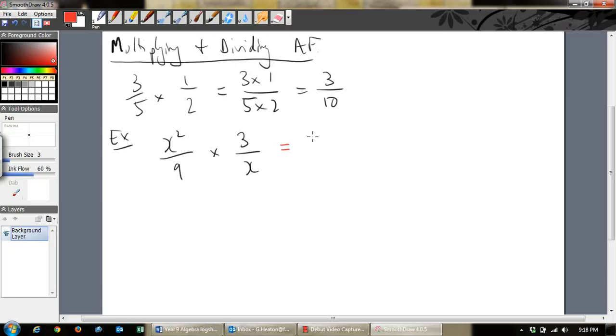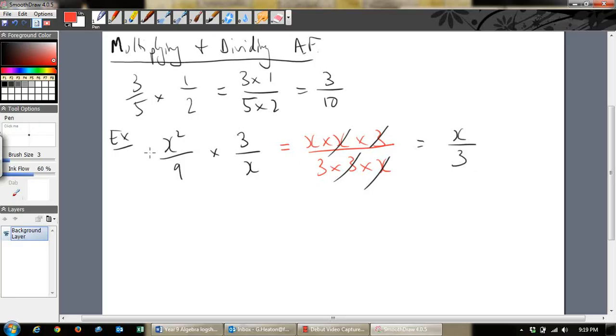So what we can do is write this the long way: x times x over 3 times x, just to demonstrate what happens. Anything that's on the top line, there's a 3 cancels there, a 3 cancels there, an x cancels there, and an x cancels there, and you're left with x on the top line and 3 on the bottom line. That's the expanded form to do that.